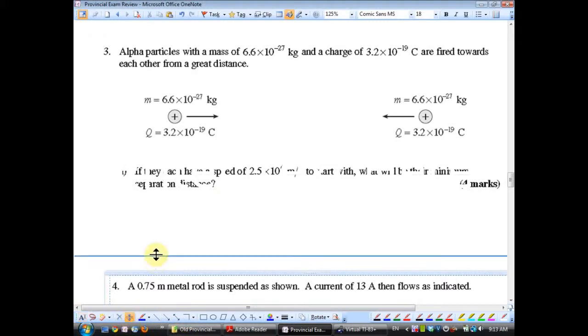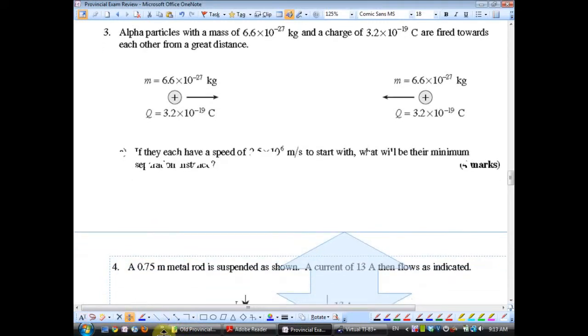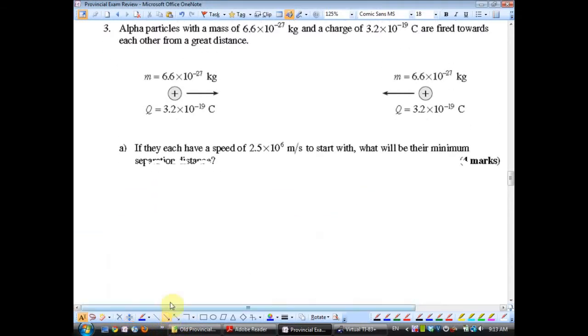Electrostatics. Alpha particles with a mass of blah, blah, blah, and a charge of blah, blah, blah are fired towards each other from a great distance. They're both positively charged. Will they attract or will they repel each other? Repel. If they each have a speed of that much to start with, what will be their minimum separation distance?